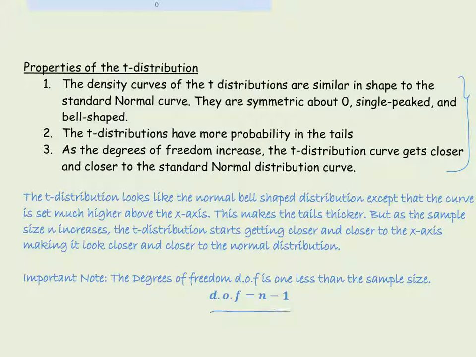An important note is that degrees of freedom is defined as 1 less than the sample size. So if the sample size is 25, then the degrees of freedom is 24.